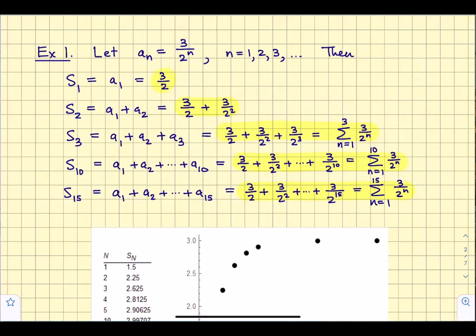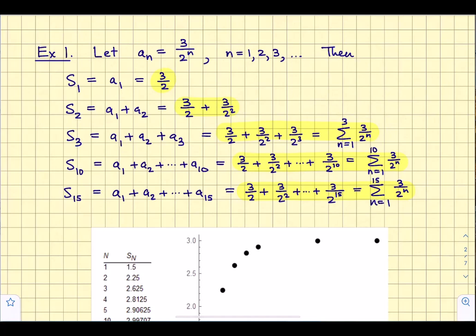S2, the second partial sum, would be summing up through the second term in the sequence. So we would get a1 plus a2. This would just be a1, we said was 3 halves, and a2 would be 3 over 2 squared. That's just a number. We'll just leave it in this form.